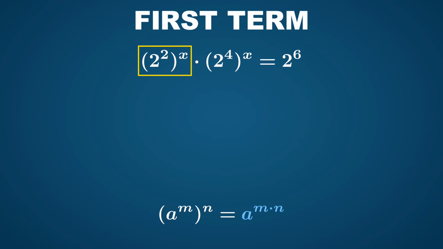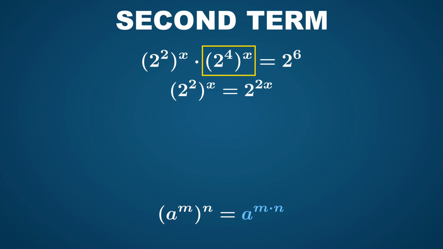Let us apply this multiplication rule to our very first term. We have the base of 2 raised directly to the second power. This whole quantity is then raised to the variable power of x. We multiply the exponent by the variable exponent x. This gives us a new combined exponent of exactly 2 times x. The first term simplifies to 2 raised to the power of 2x.